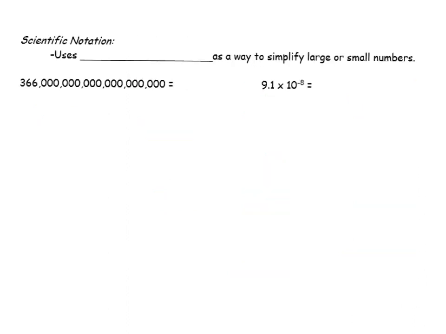We'll end our video lesson with a little bit of scientific notation. This ties into section P2 because scientific notation uses exponents as a way to simplify large or small numbers. Take a look at this first number, 366, and then it has a whole bunch of zeros after it. If you had to write that out every time to simplify an expression or solve a problem, that would take a lot of time. To use scientific notation, the bigger the number, the bigger the exponent is.